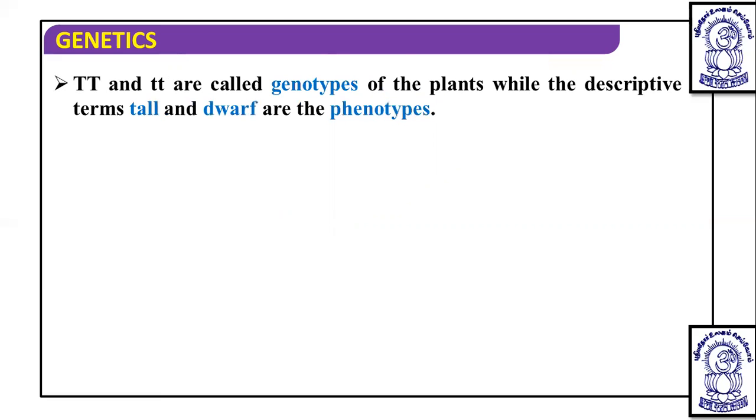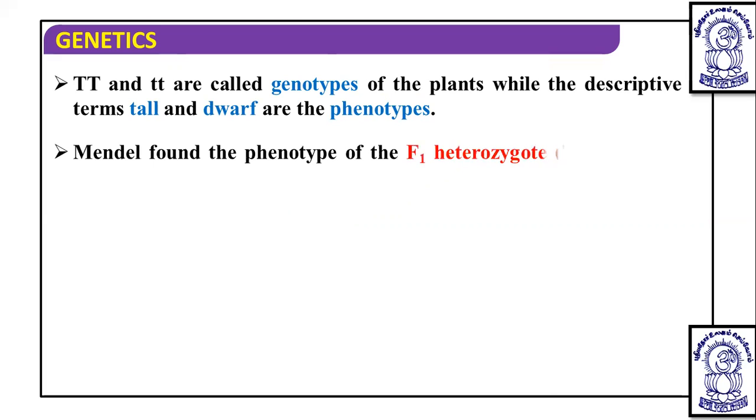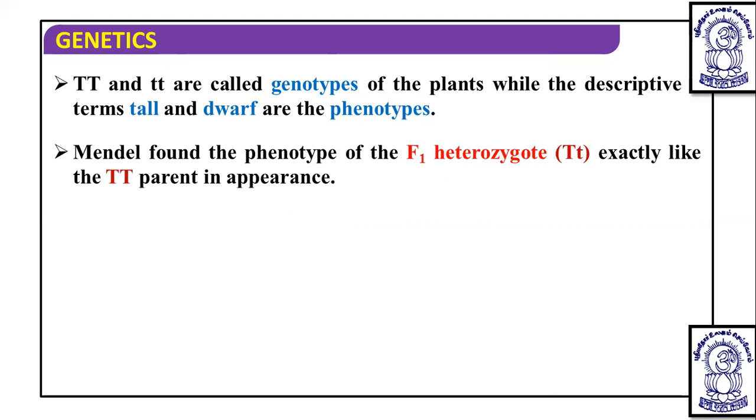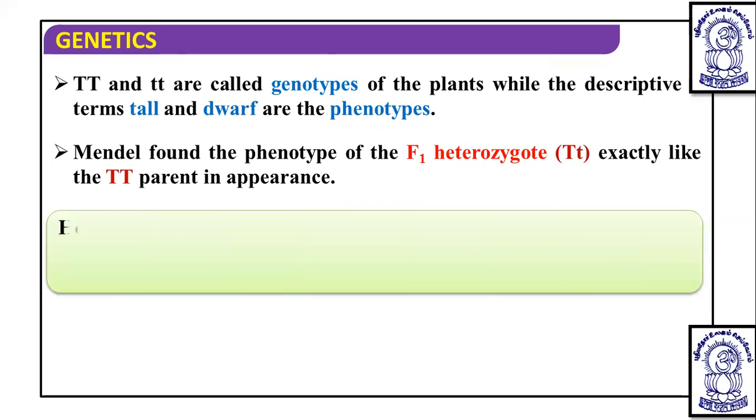Now, capital T as a pair of alleles, and small t as a pair of alleles, are called the genotype of the plant. While the descriptive terms, which are expressed morphologically, that are tall and dwarf, are the phenotypes. Mendel found the phenotype of the F1 heterozygote exactly like the capital T parent in appearance.